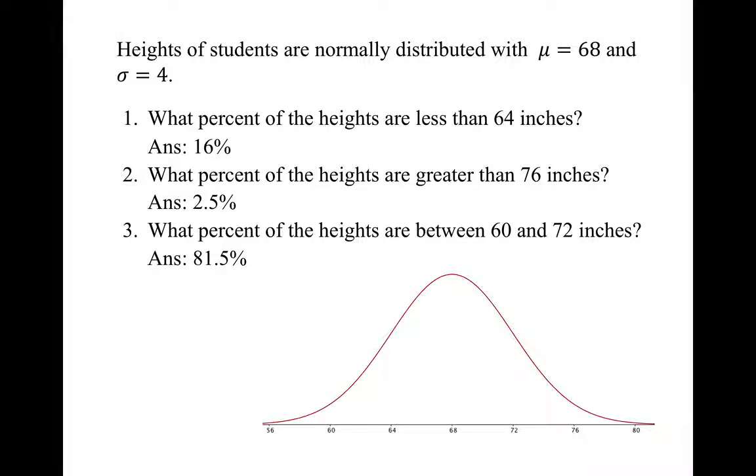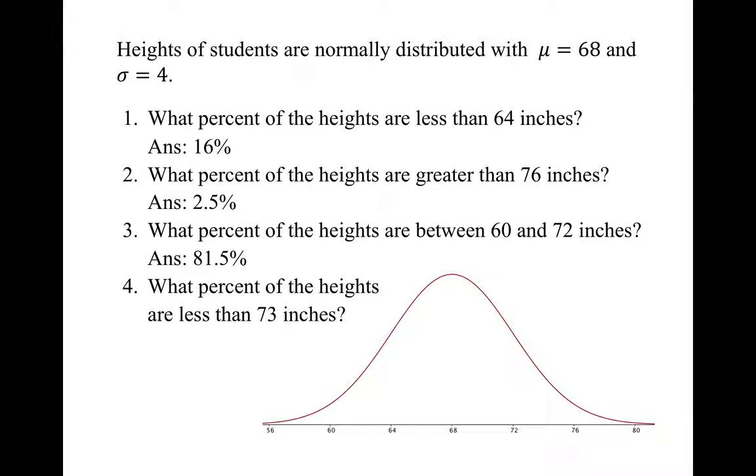Okay, so for these 3 problems, this is nothing different than what we did before. We're just looking at the empirical rule. Now, suppose we want to know what percent of heights are less than 73. The problem now is that 73 is not an integer multiple of standard deviations. There are several ways we could do this using some technology, and I want to show you a couple of things first.